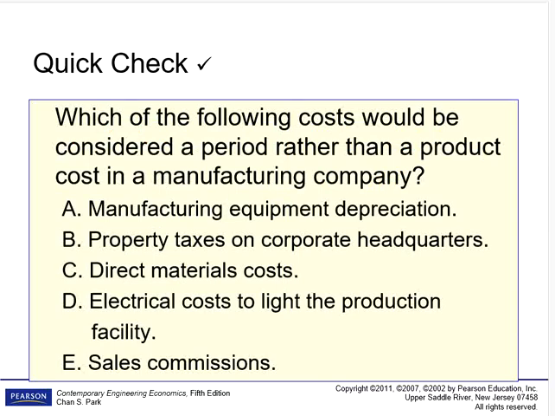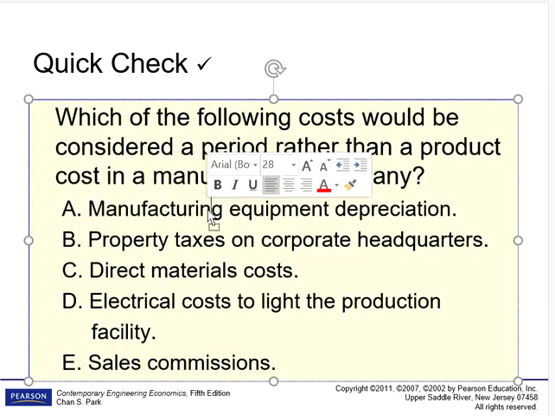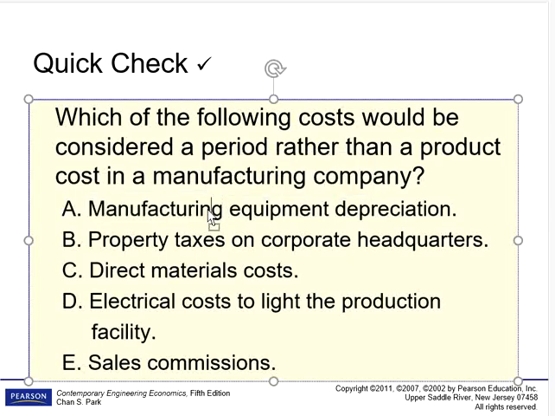Next one here: can you identify which of the following costs would be considered a period rather than a product cost in a manufacturing company? Part A says manufacturing equipment depreciation. We use some machines in a factory to manufacture, so their depreciation. Is it a product cost or a period cost? Now see, this is depreciation on manufacturing equipment. It is related to manufacturing but indirectly, so that's why they are overhead costs, and overhead cost is a part of product cost, so this is not right. It should not be a period cost.